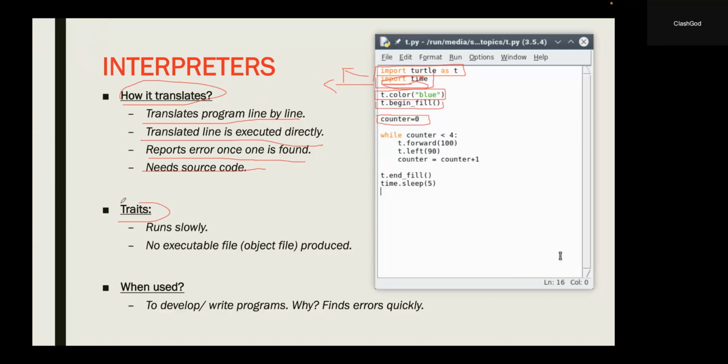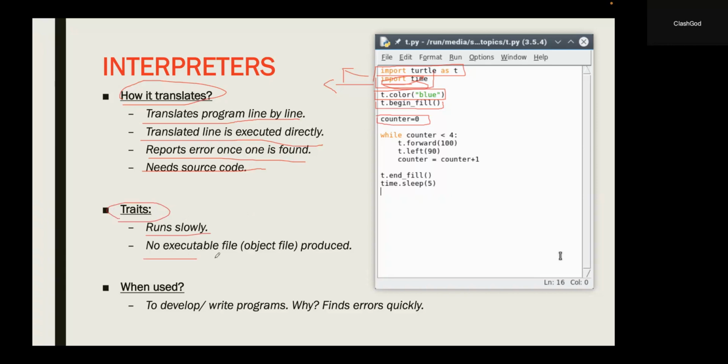Now there are two traits of interpreters. First, it runs very slowly. And the reason why is, I can't execute this line directly. I have to translate it, then execute it, translate it, then execute it. So it basically doubles the amount of workload for the computer. You have to translate it first, then execute it. So it runs incredibly slowly.